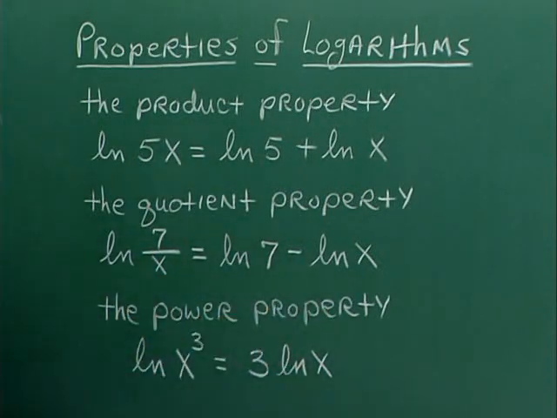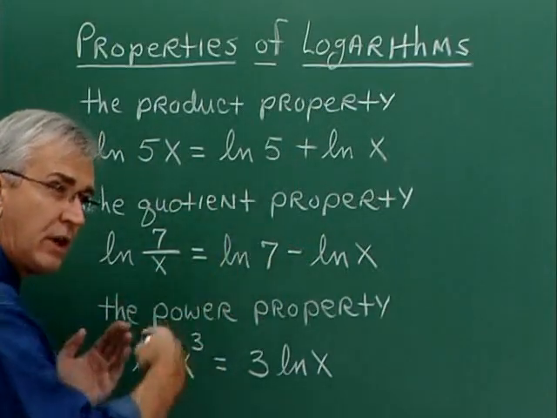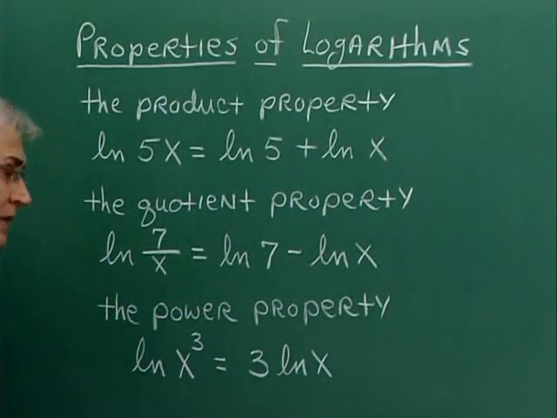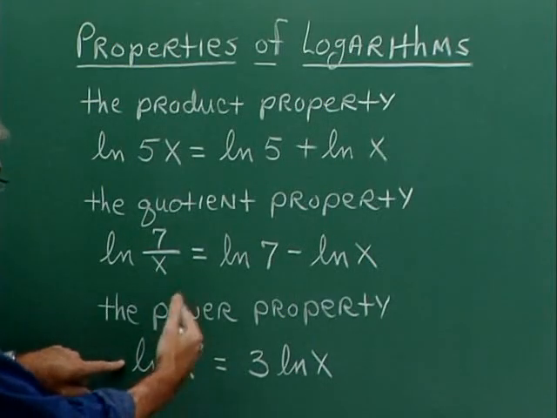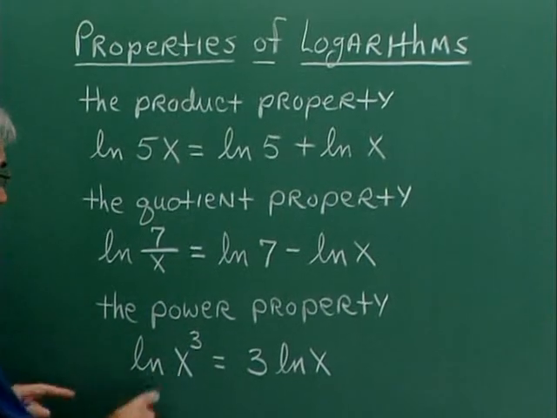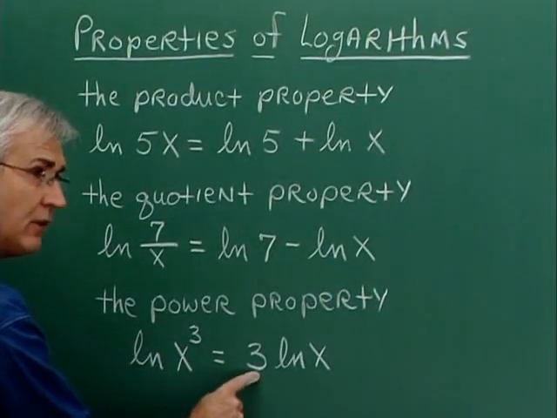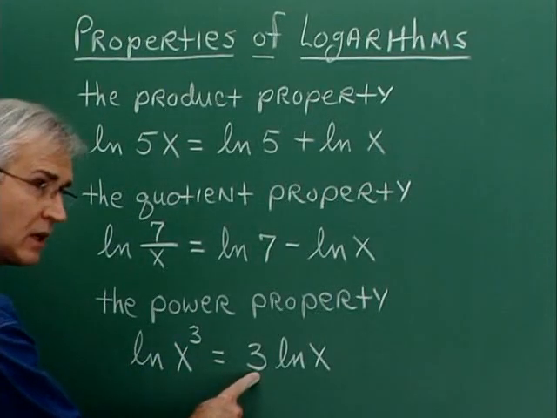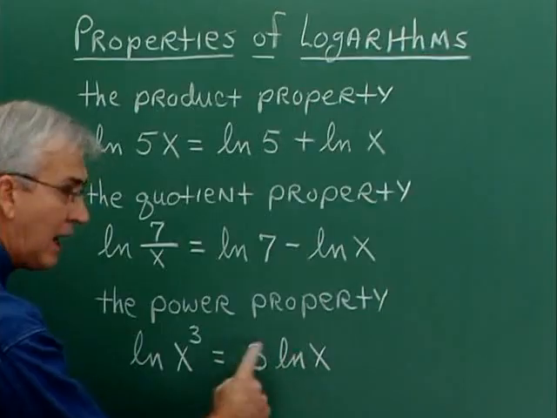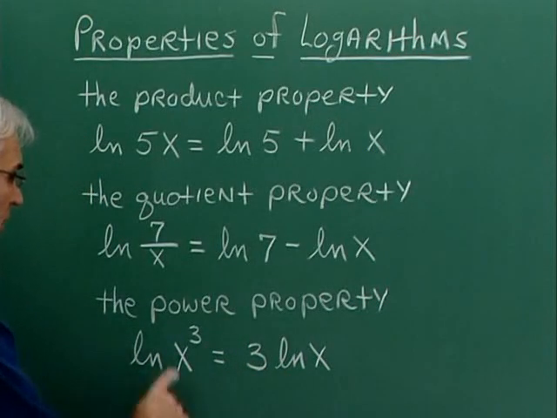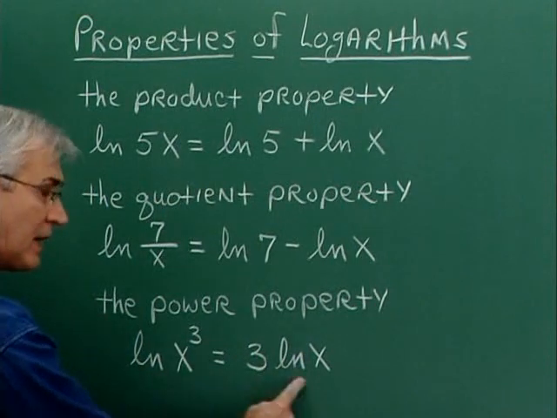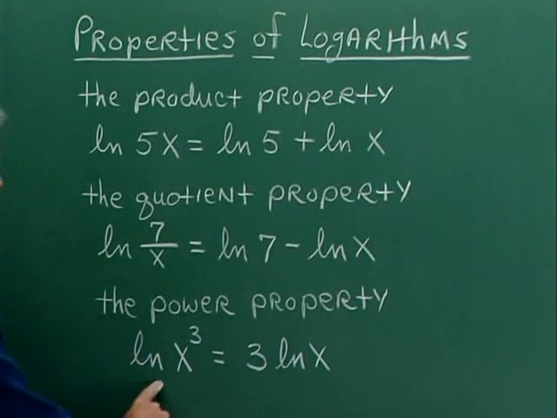The power property: when you raise powers to powers, what do you do? Well, you multiply those exponents. And so here we have ln x cubed, effectively raising a power to a power. So this 3 can move into the position of a coefficient. You see, so we're multiplying the exponents here in a sense. And remember that these can go in either direction for certain purposes.